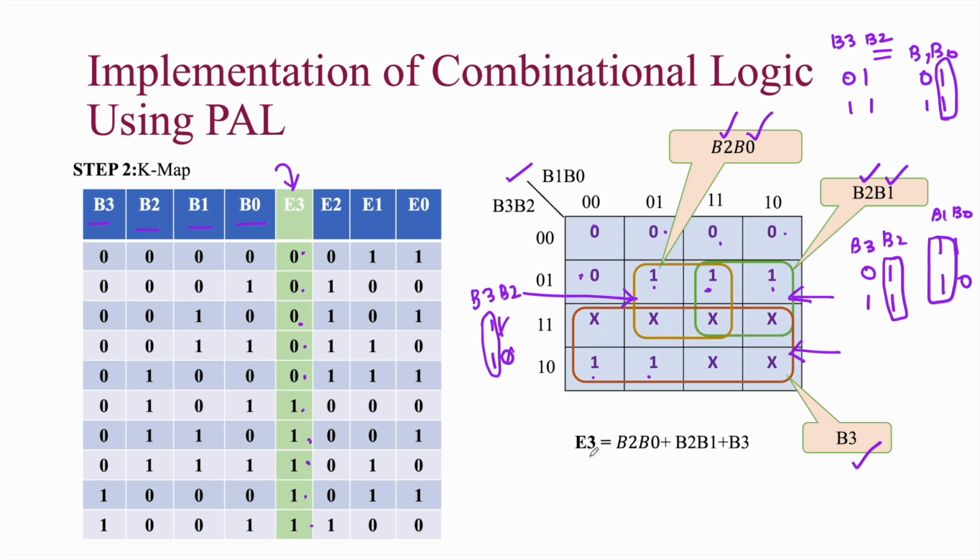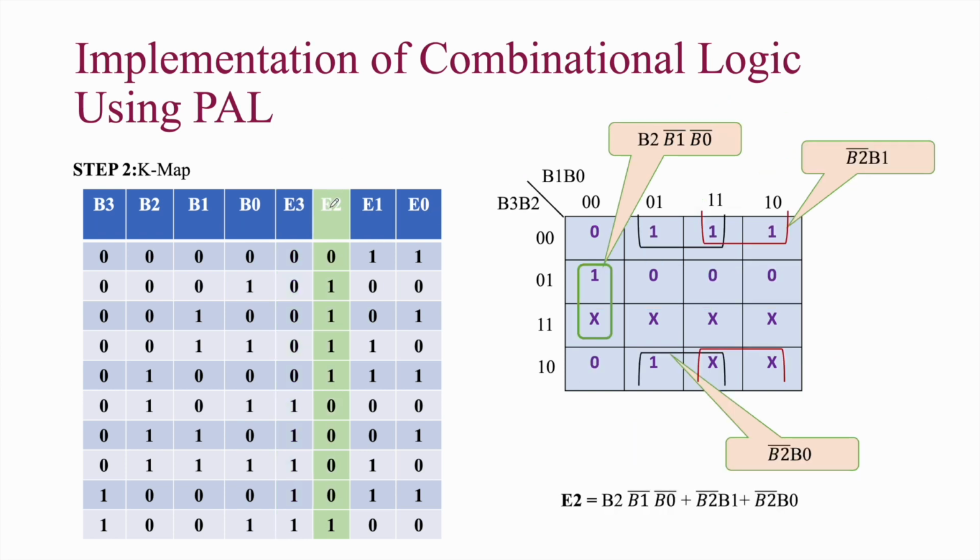Therefore when you write the final expression for E3, you have to add all these terms together, which is nothing but B2 B0 plus the second term B2 B1 plus the third term B3. All these three together give the final expression for E3. In the same way we have to do for E2, E1 and E0. Let us do it one by one.